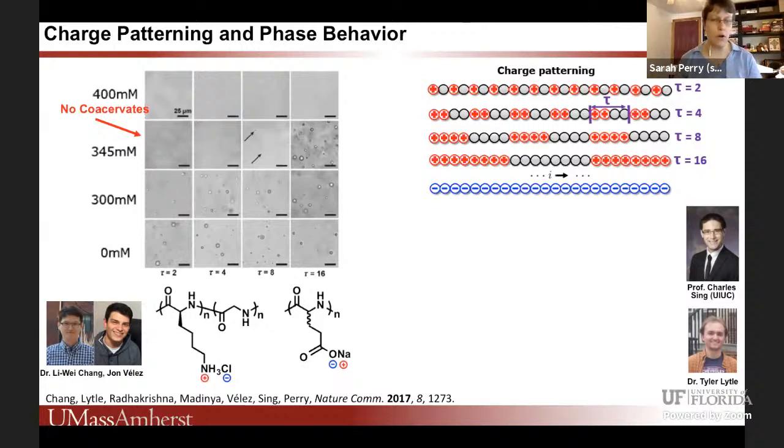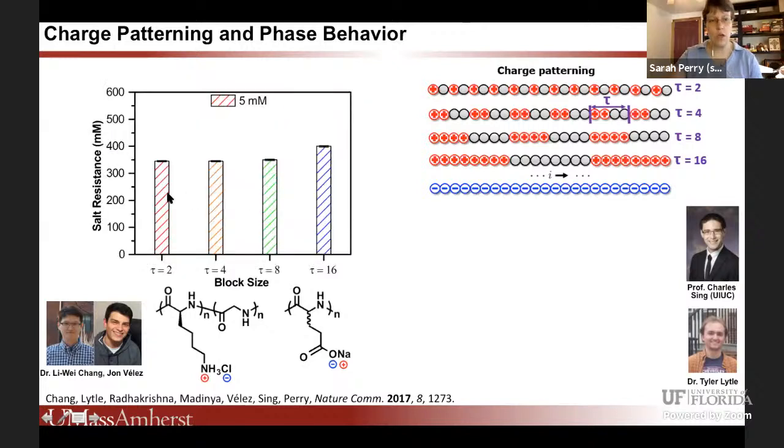And it's just the number of monomers in a repeat unit. So an alternating copolymer is 1 positive, 1 neutral. So it has a tau of 2. If you have 2 positive and 2 neutral, it's a tau of 4, and so on and so forth. And if I convert this micrograph image to something more quantitative, what you can see here is that the salt resistance increases with increasing charge block size.